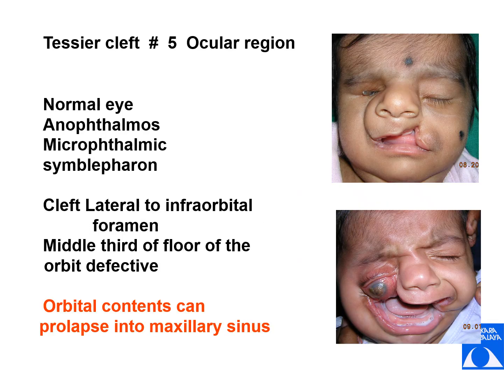Tessier cleft number 5. In the ocular region, one may have a normal eye or anophthalmos, microphthalmos, simpliform. Cleft is lateral to infraorbital foramen. Defect in the middle third of floor of the orbit. Orbital contents can prolapse into the maxillary sinus.